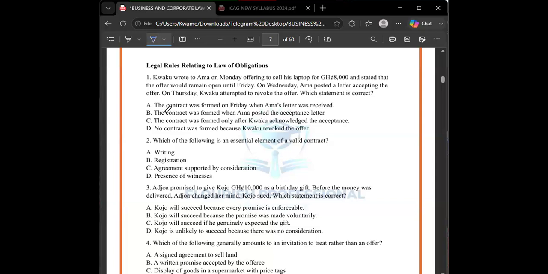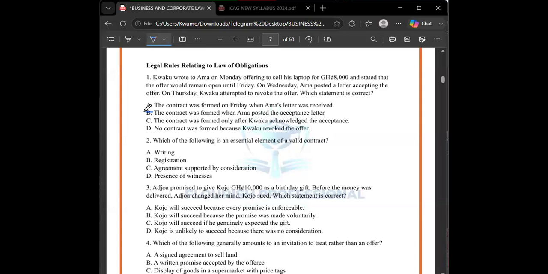Okay, option B. So when Ama posted the acceptance letter, the contract was formed. So the postal rule is something that came as a result, even though it doesn't really apply strictly here, because these days, hardly will we form contracts by writing letters. But back in the day, the postal rule was there because somebody would accept an offer and write the acceptance, but it will take time for that acceptance to reach the person who made the offer. So within that time, a lot of things can happen.